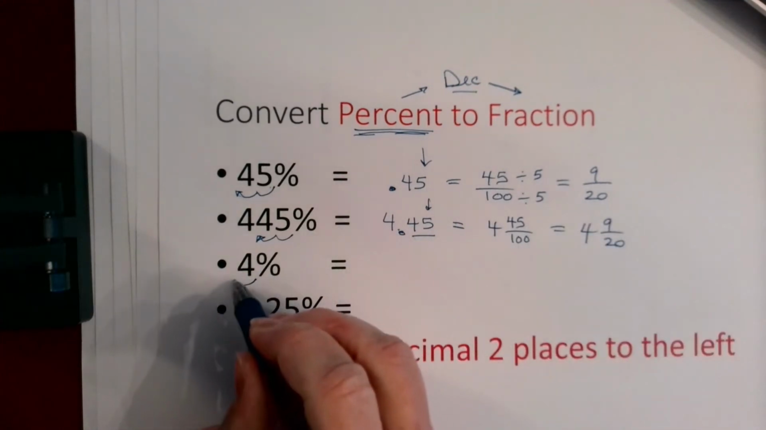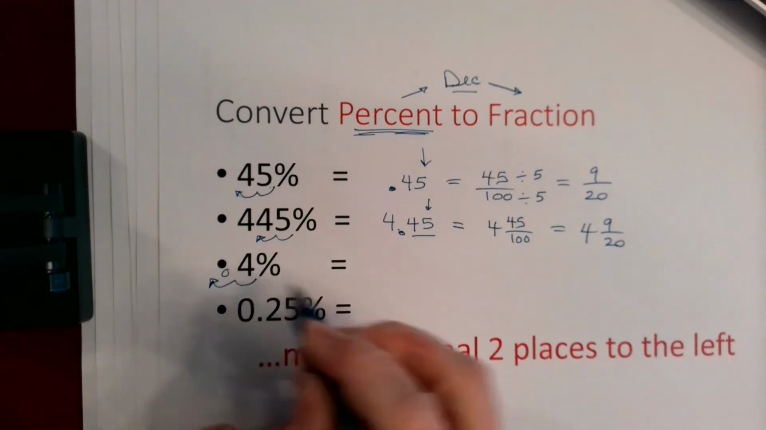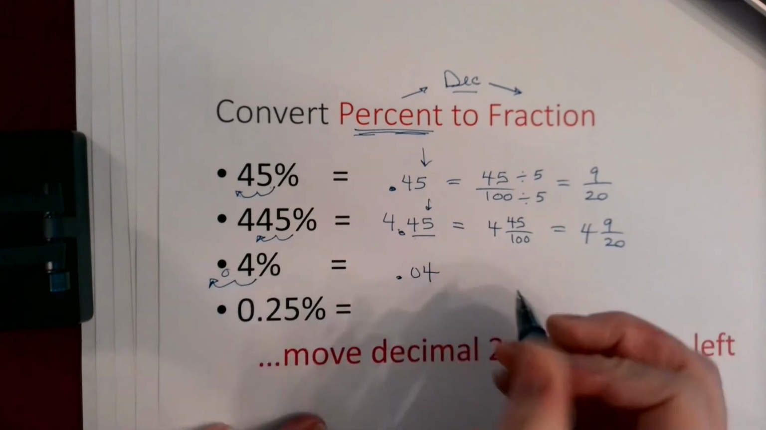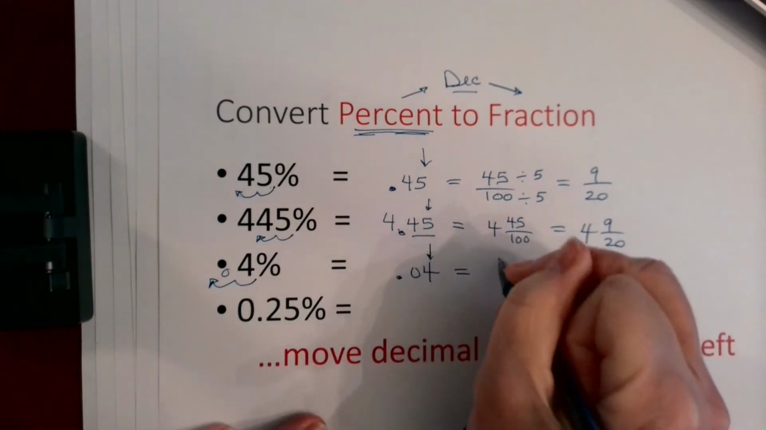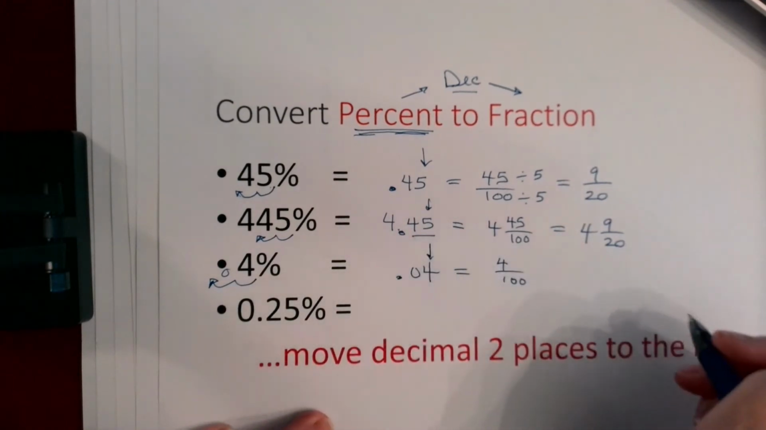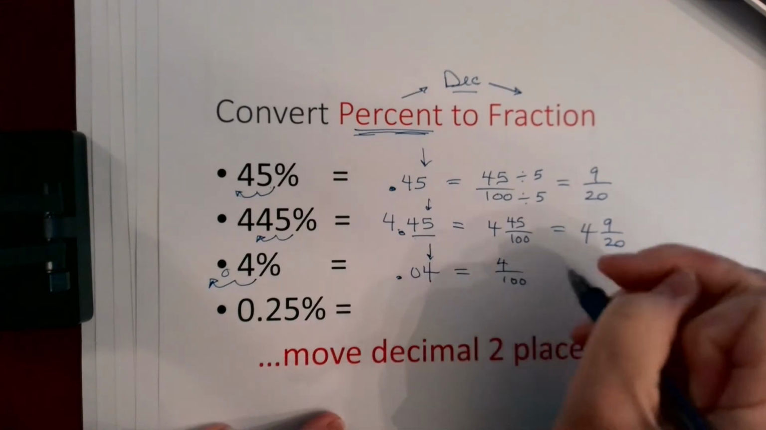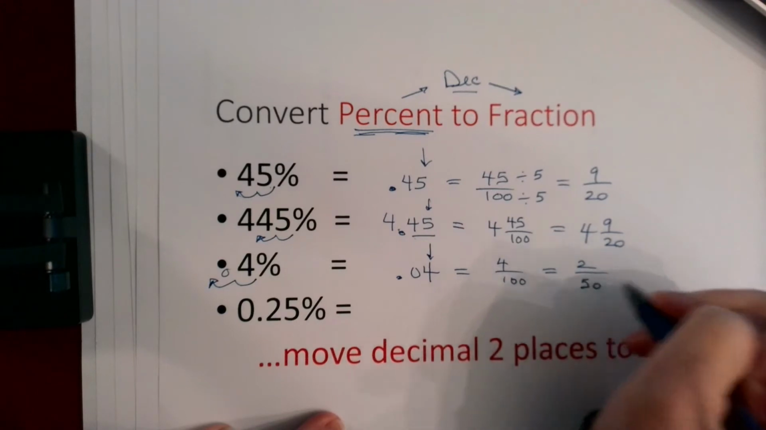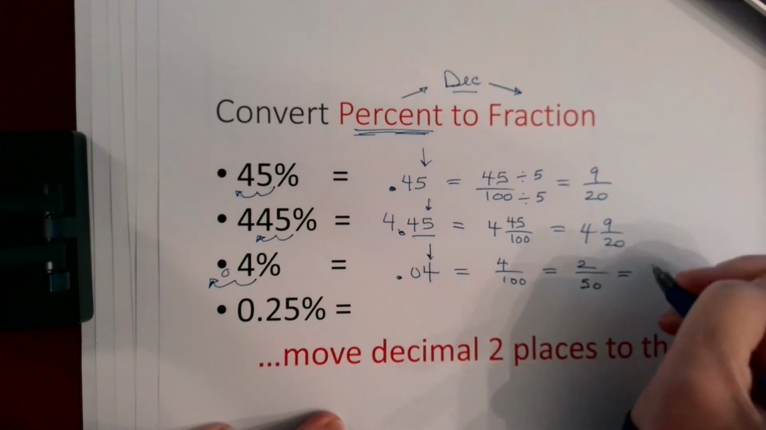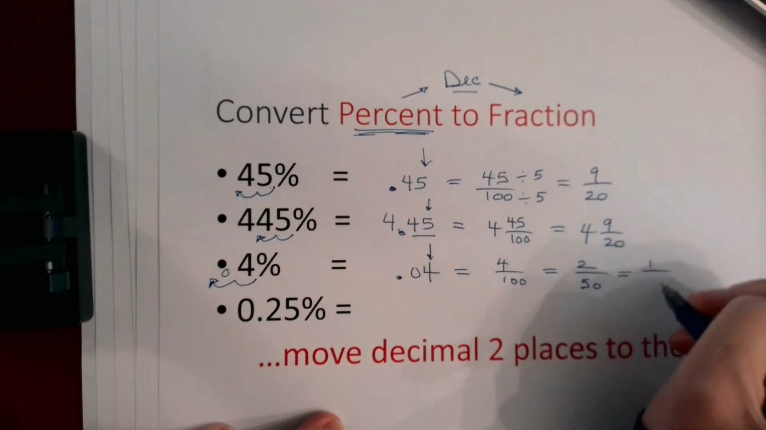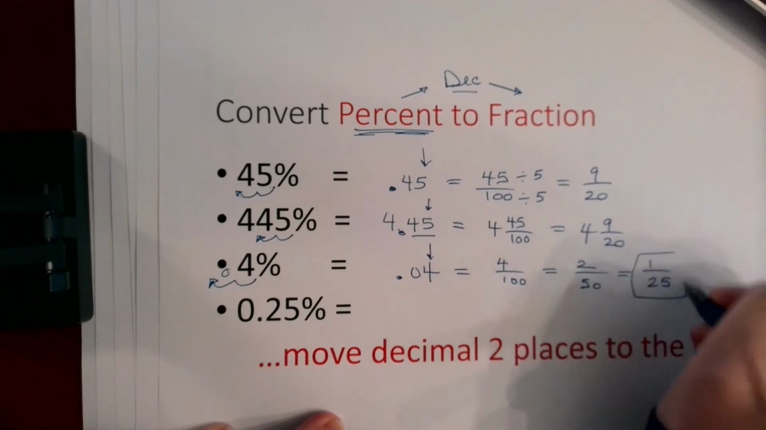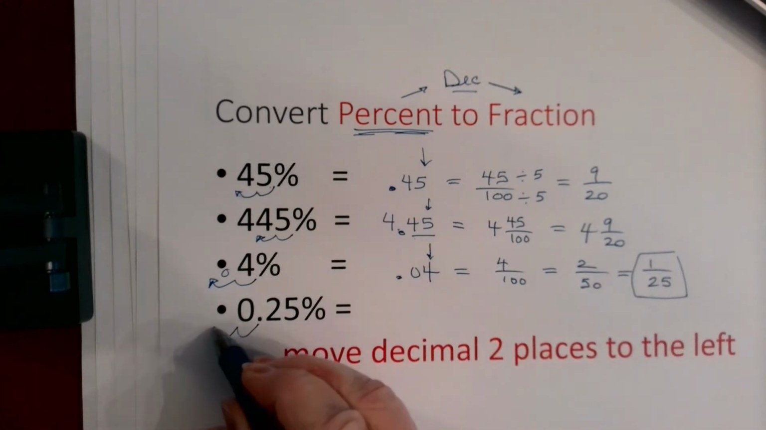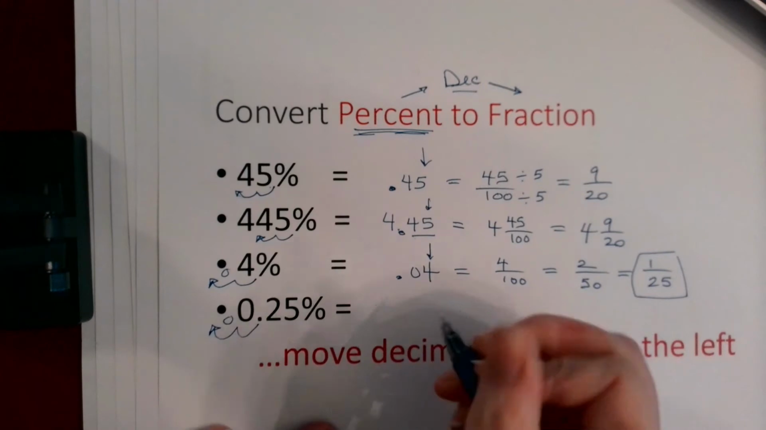Grab the decimal, move it twice. Cha-ching! Put a 0 if you need to. 0.04 is the same as 4%. The 4 is in the hundredths column, so it's 4 per hundred, 4%. And we divide the top by 2 and the bottom by 2. Oh, we could have divided it by 4, so we'll divide it again by 2 and get 1/25.